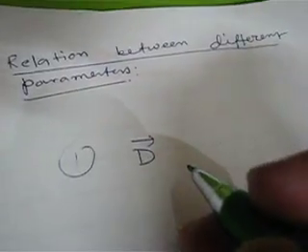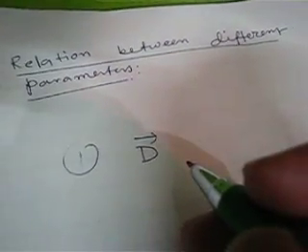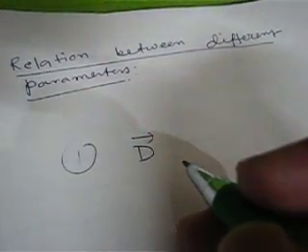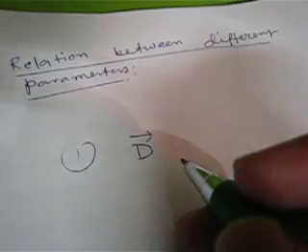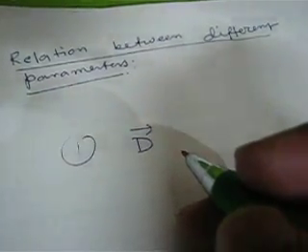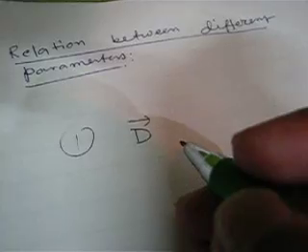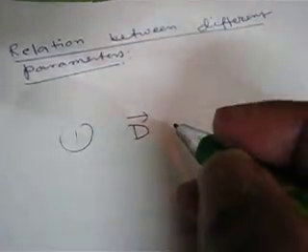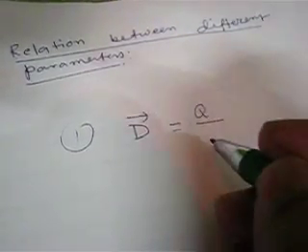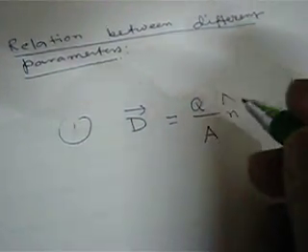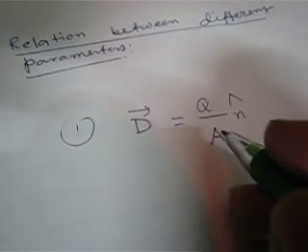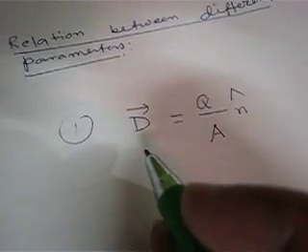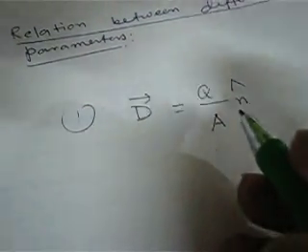What is D vector? This is called electric displacement vector. It is defined as the electric flux density, that is the number of lines of force crossing normally per unit area of the surface. If Q be the total charge of the surface and A be the total area of the surface, then Q by A is numerically equal to the electric displacement vector. It is a vector quantity, that's why this is called electric displacement vector.